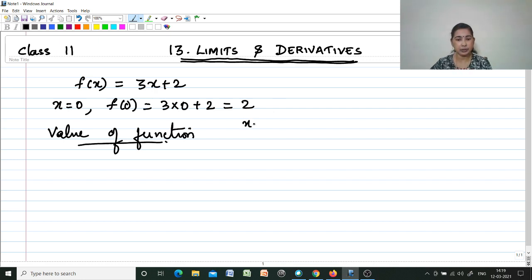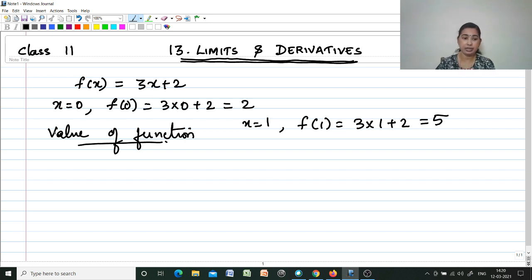Or at x equal to 1, we get f of 1 is equal to 3 into 1 plus 2, that is 3 plus 2 is equal to 5, and this is called the value of the function when x equal to 1, or when x equal to 0. It's called the value of the function. Here we are discussing what is a limit.